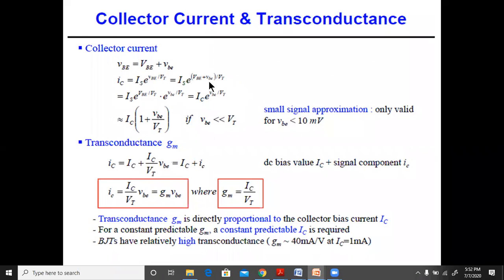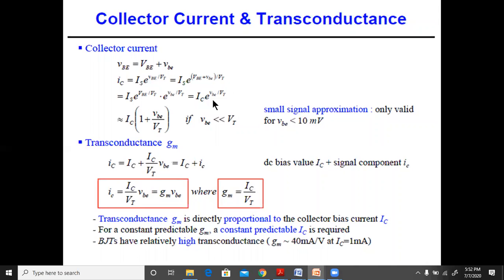Whenever we have e to the power of x, that can be written as 1 plus x plus x square by 2 factorial plus x cube by 3 factorial plus x to the power of 4 by 4 factorial, and so on. We can keep on writing like that.